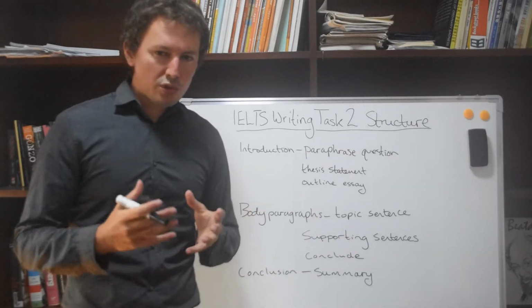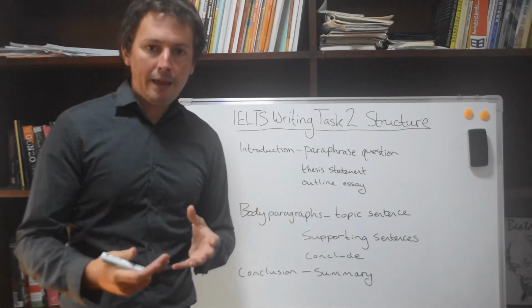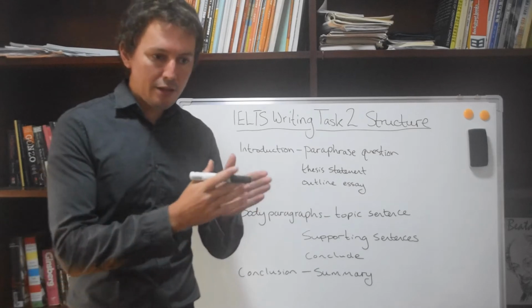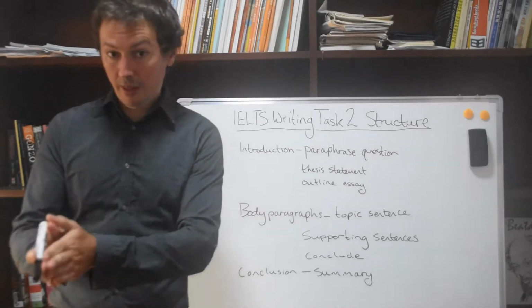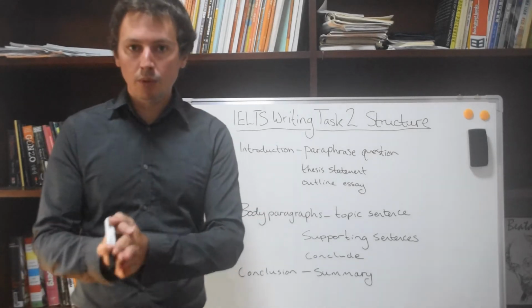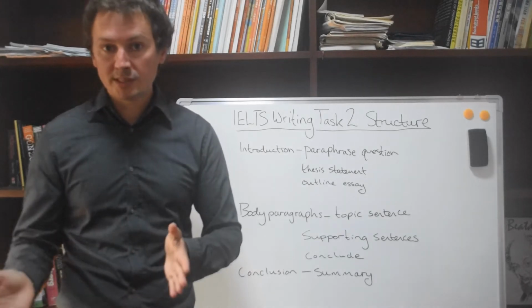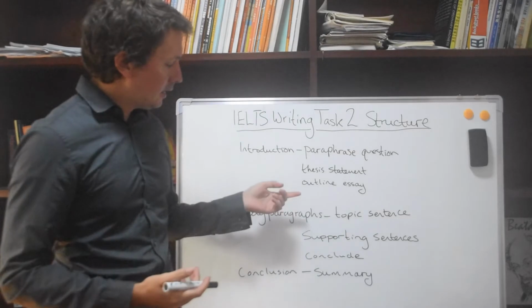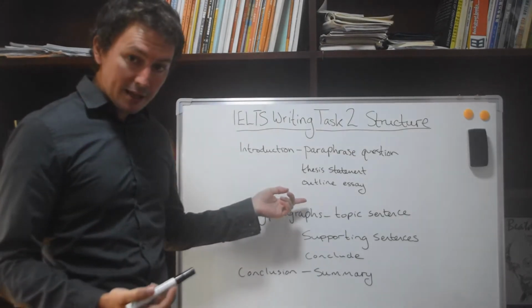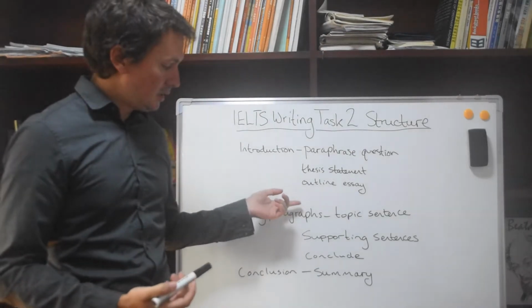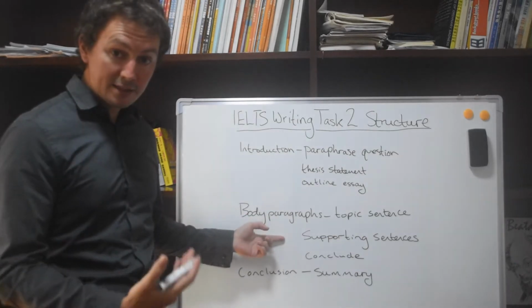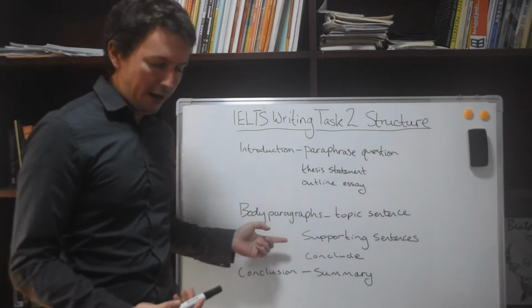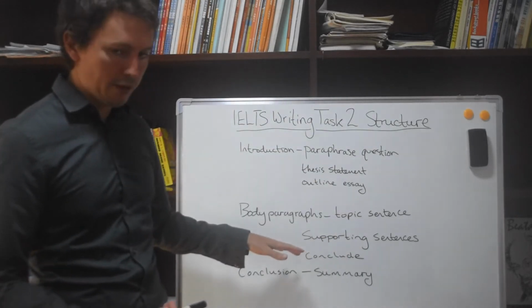In doing this, try to avoid saying I think, I believe. Instead, you can say, this essay will show that, or this essay will argue, this essay will explore. It makes it more formal and less personal. Next, we come to outline the essay, which means to explain what's going to come next in the body paragraphs. In the body paragraphs, you're going to do the following things.